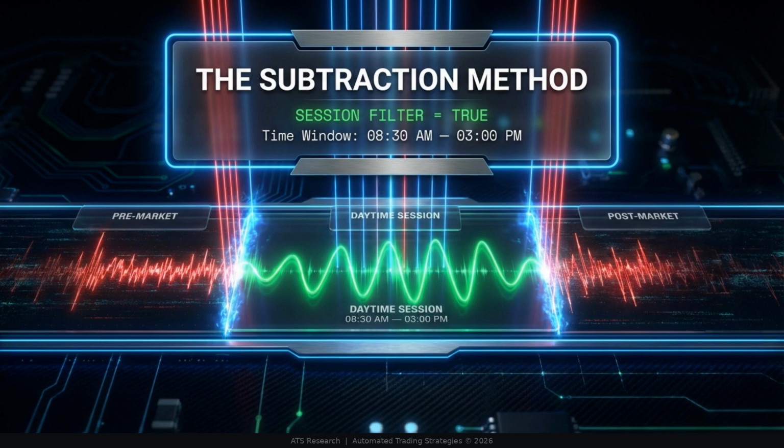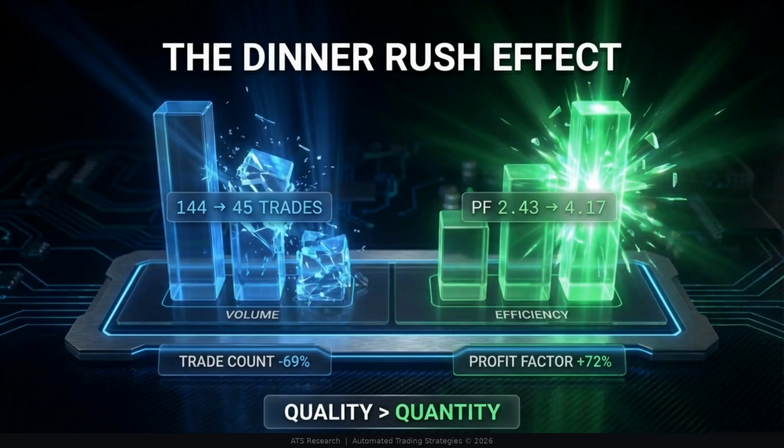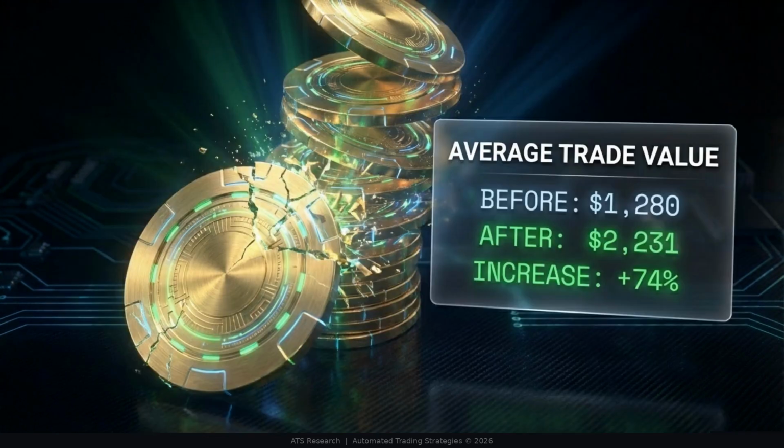But, and this is the key, look at the efficiency, the profit factor nearly doubled. It jumped from 2.43 all the way up to 4.17. That's the dinner rush effect right there. You trade less, but the quality of each signal is just twice as good. And the average value per trade went from about $1,280 to over $2,200.